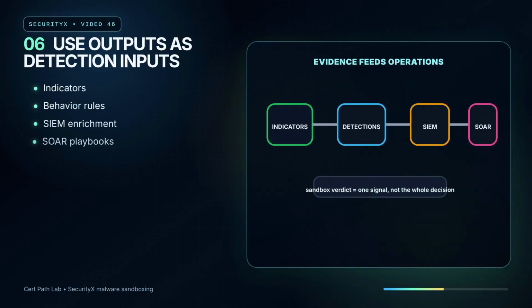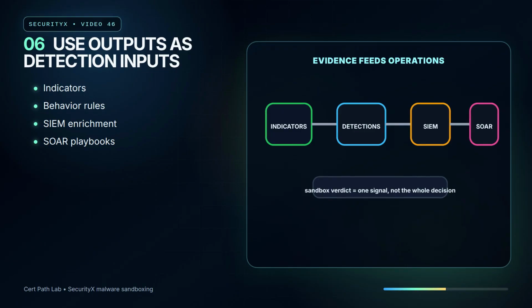The output matters when it improves operations. Indicators can enrich SIEM events. Behaviors can become detection logic. File and network artifacts can update allow and block decisions. SOAR can use sandbox verdicts as one input, but never as the only reason to take a destructive action.